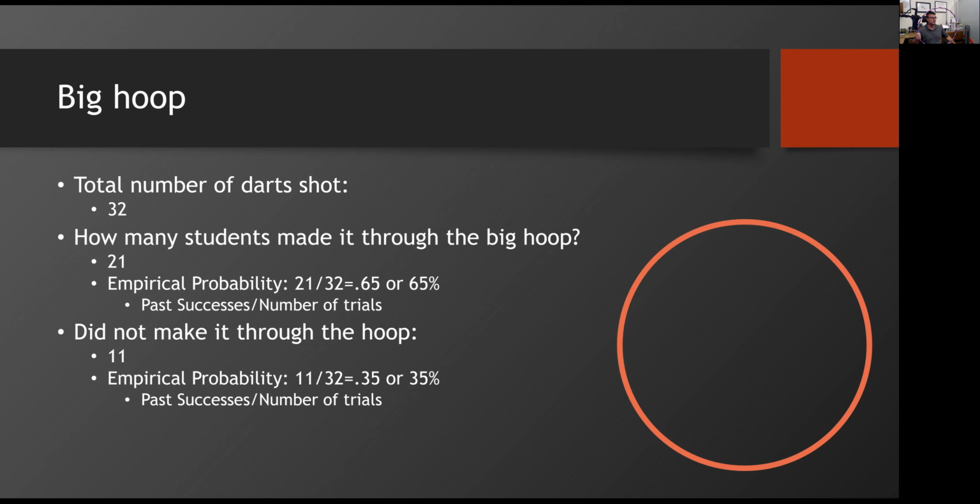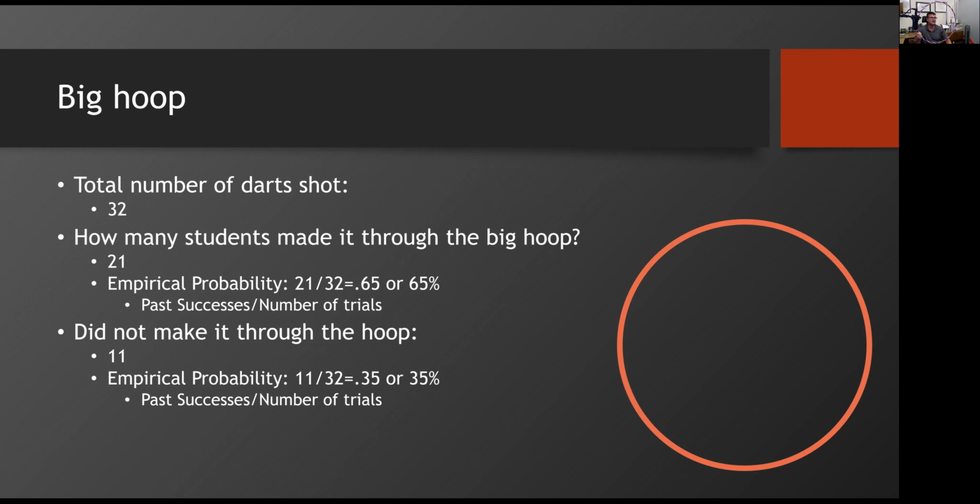So using empirical probability: first we were using classical probability because we were saying, total number of successes out of total number of possible outcomes. Now we're saying, okay, based on our history, what is the probability of that essentially repeating itself? Based on the past data that we have, what's the probability of it happening again in the future? So if I were to have another person shoot, what's the probability that they will make it through the hula hoop? Well, it's 65%. The probability that they will not make it through the hula hoop is 35%.